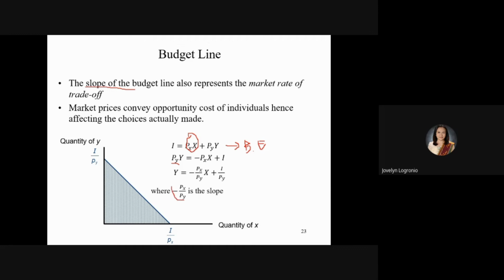Again, kasi the budget line is downward sloping. So, take note guys, pag pababa yung line, direction ng line, the sign of the slope is always negative. So, sa budget line, the slope is negative.